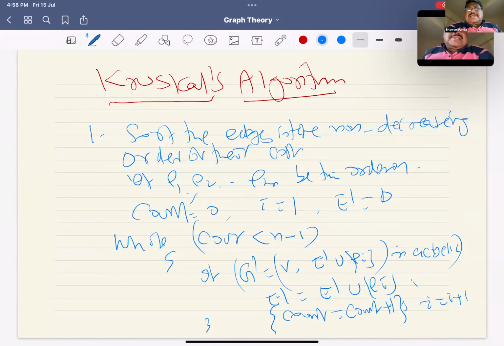Is the algorithm clear or no? I'll illustrate it, but see. First you have to arrange the edges in the increasing order of their cost, non-decreasing order of their cost. This thing is fine? Yes, sir.